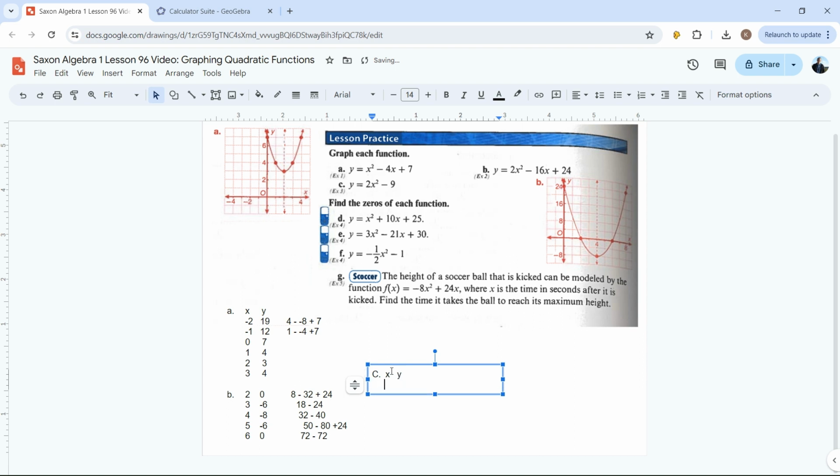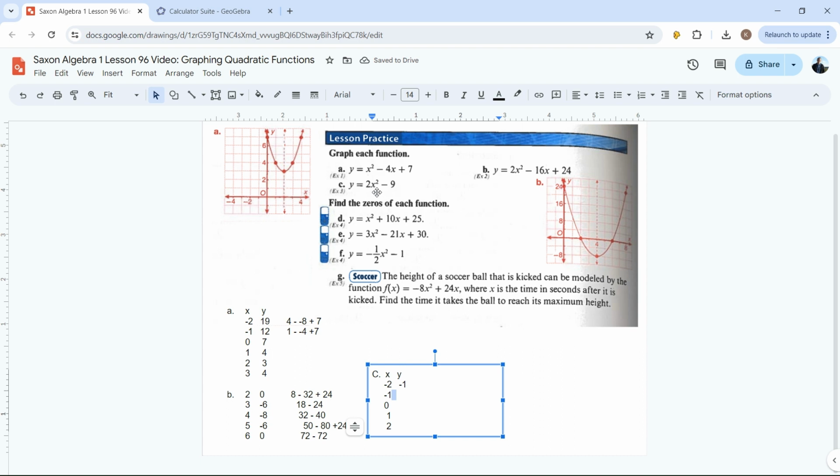So when I plug in, I'm going to start again with my favorite numbers, and we're going to see if they work. Negative 2, negative 1, 0, 1, and 2. All right, let's see where these put us. So if I plug in negative 2, 2 times negative 2 squared is 2 times 4. 2 times 4 is 8. Minus 9 is negative 1. Okay, so (-2, -1).